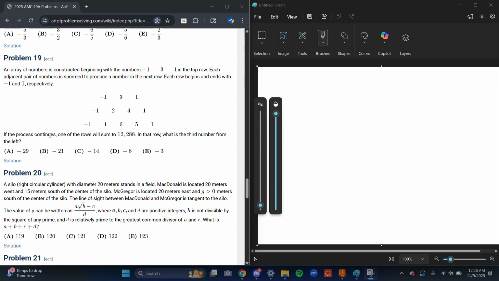Now it's saying if the process continues, one of the rows will sum to this very precise number here, 12,288. And we're asked to find the third number from the left. Okay, so a good way to start here is by trying to notice a pattern with the sum of numbers in each of these rows, right? So the top row is just going to be 3, because the ones and negative ones cancel out. So it's going to be 3, and then we get 6, and then we get 12.